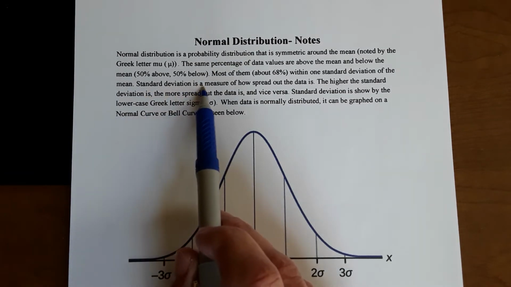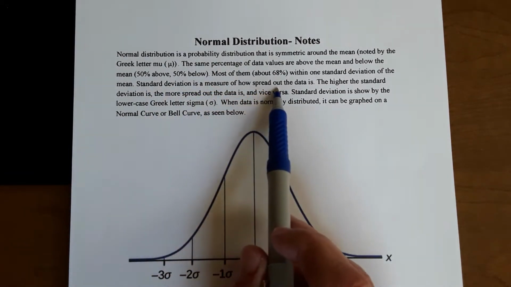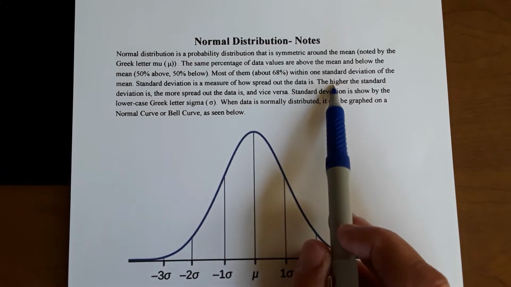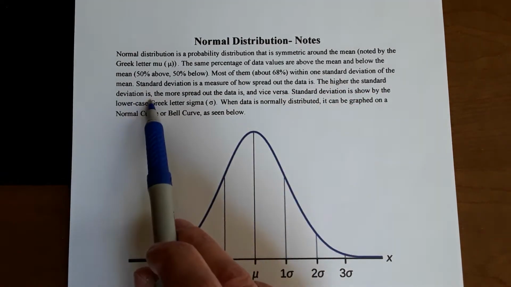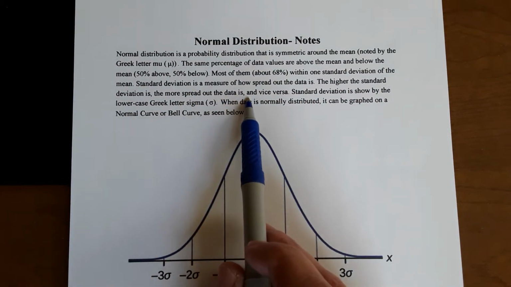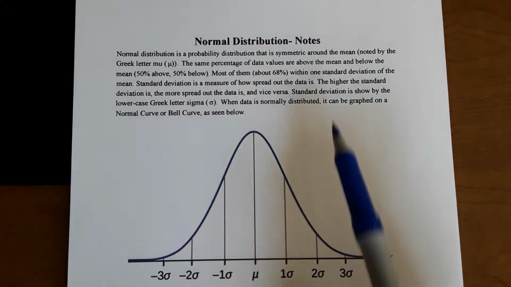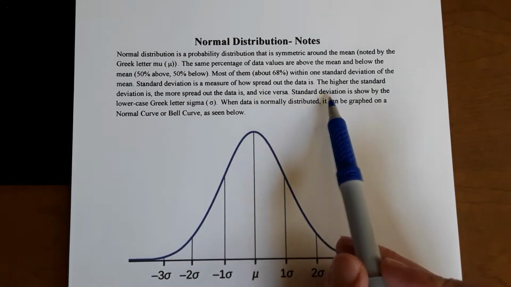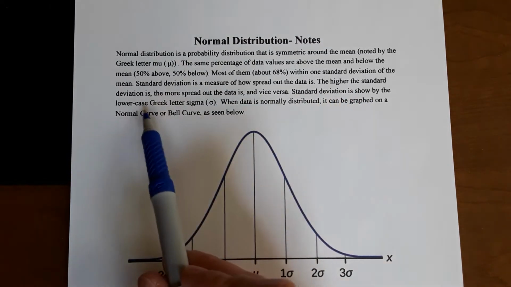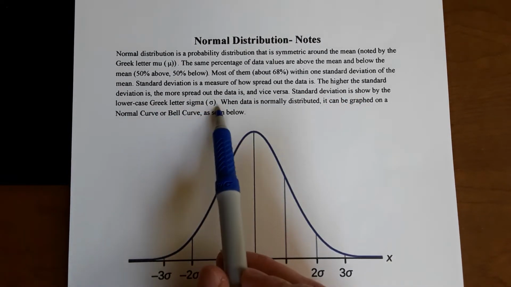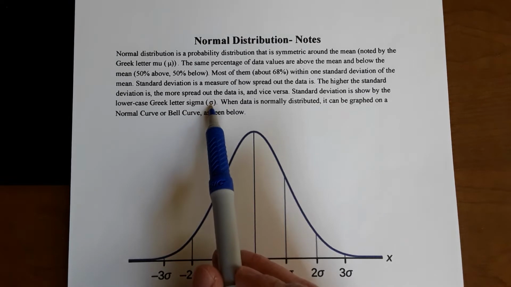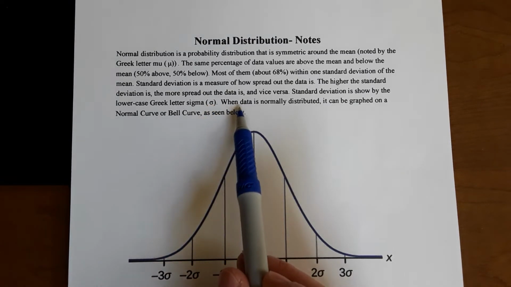Standard deviation is a measure of how spread out the data is. The higher the standard deviation is, the more spread out the data is, and vice versa. So the smaller the standard deviation, the more compact the data is. Standard deviation is shown by the lowercase Greek letter sigma. This one sort of looks like a U with a tail on it.